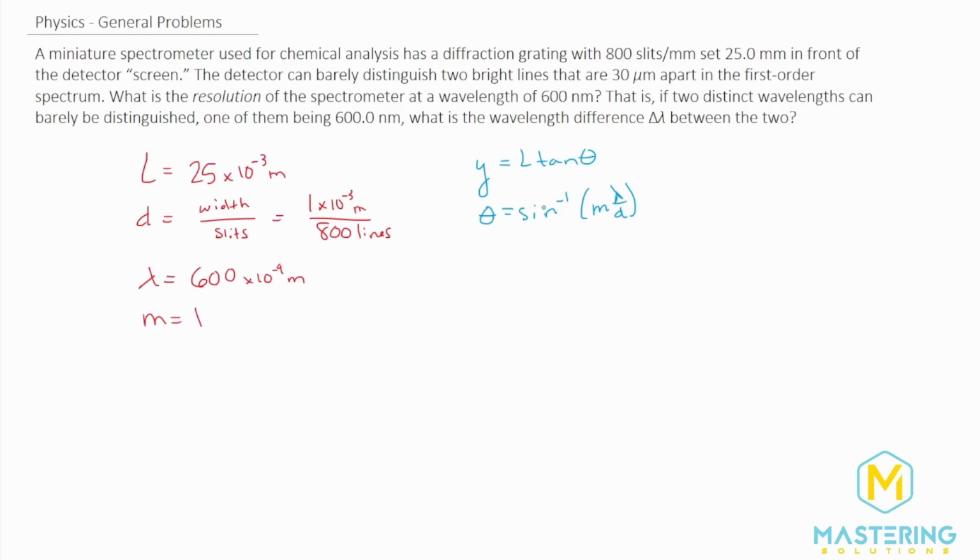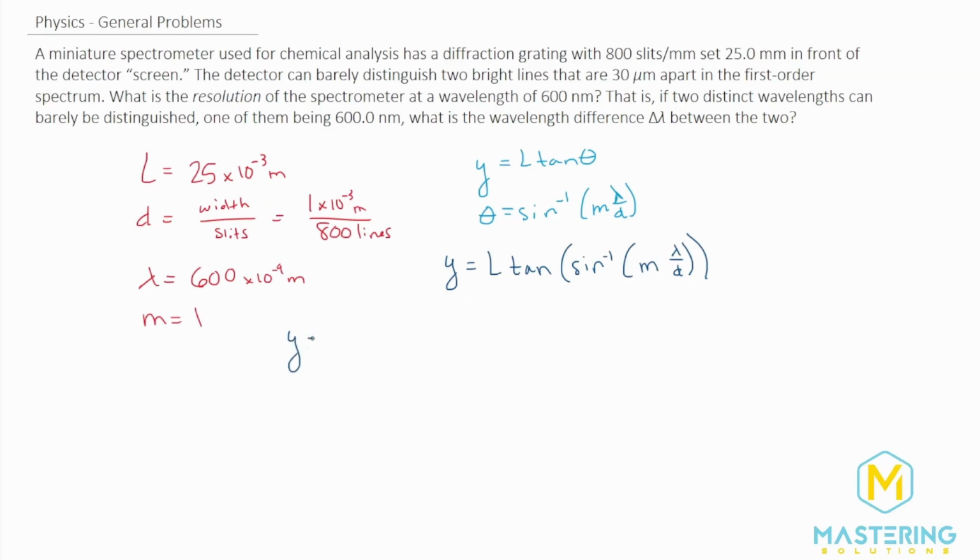For expanding our understanding, what I'm going to do here is make one big mega equation by plugging this value for theta into here. So that will be y is equal to L times the tangent of the inverse sine of m lambda over d. So this is the whole equation that we're going to do. First, let's find what the y is for the 600 nanometers.